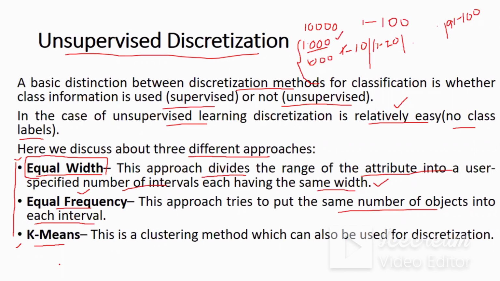And the third one is K-means. K-means is a clustering method which we will be discussing later, and this also can be used for discretization. Let us not get into the details of K-means. We will be discussing it later.